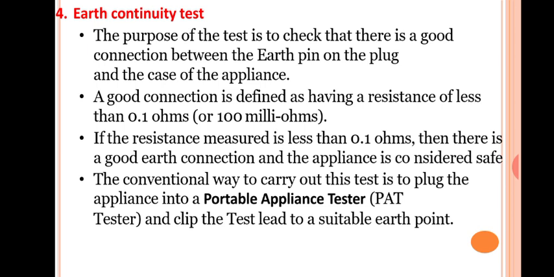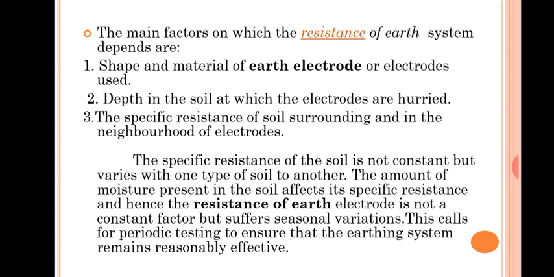The conventional way to carry out this test is to plug the appliance into a portable appliance tester and clip the test lead to a suitable earth point. The two main factors on which the resistance of the earth system depends are the shape and material of the earth electrodes used.